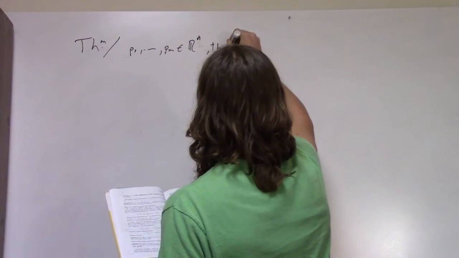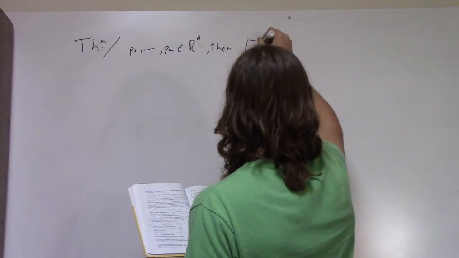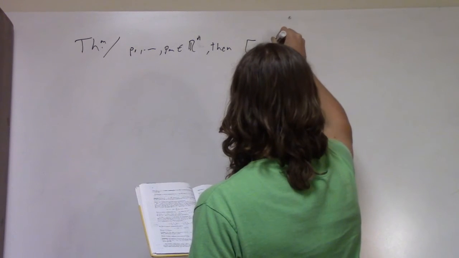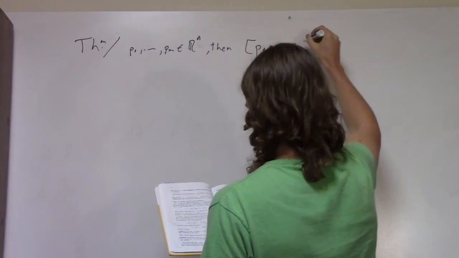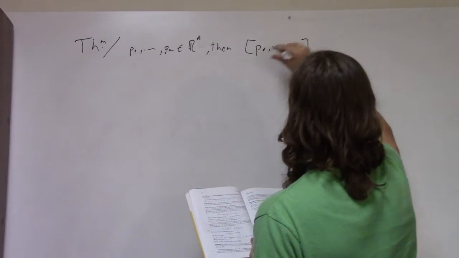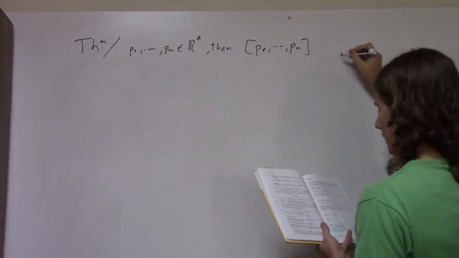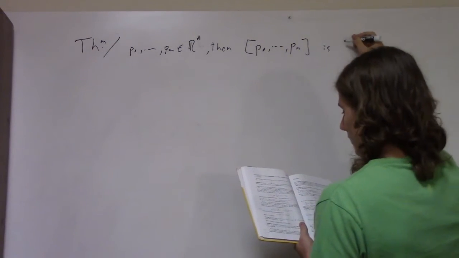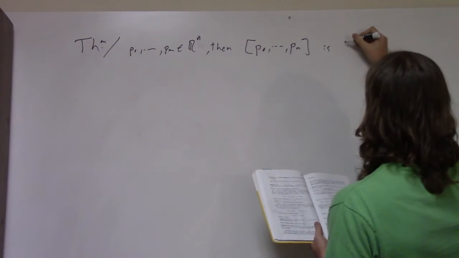While you're writing, the convex hull was the intersection of all convex subsets of R^n containing those points. Yes, denoted with these brackets. Is the set.